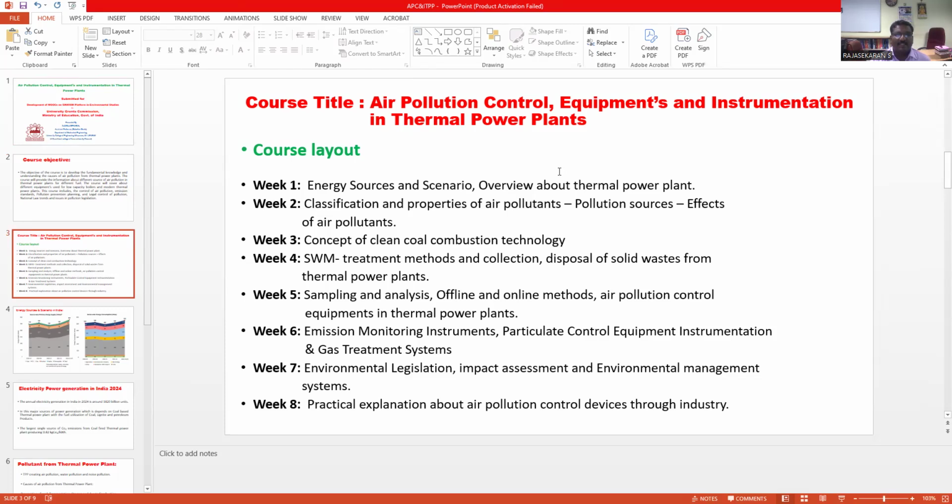In week 6, emission monitoring instruments, particulate control equipment, instrumentation, and gas treatment methods. In week 7, environment legislation, impact assessment, and the environmental management system. In the last week, I am planning to give explanation directly from the industry, about the different air pollution control devices which are used in a nearby thermal power plant. This is the overview and layout of my course.